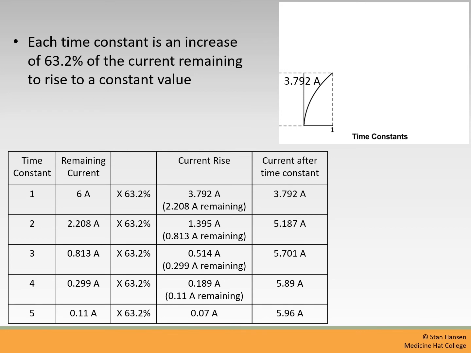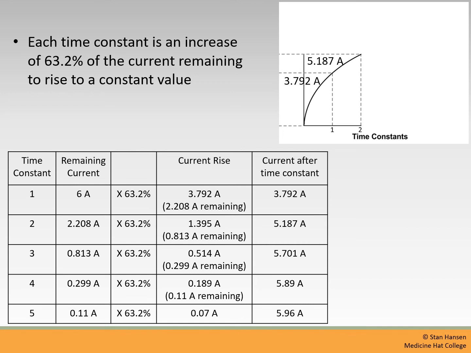For my second time constant, I'm going to rise whatever's going to be remaining. So after I've risen the initial 3.7 amps, I still have 2.2 amps remaining. My second time constant will be 63.2% of the remaining 2.2 amps, which gives me a rise of 1.395 amps for a total rise after my second time constant of 5.817 amps.